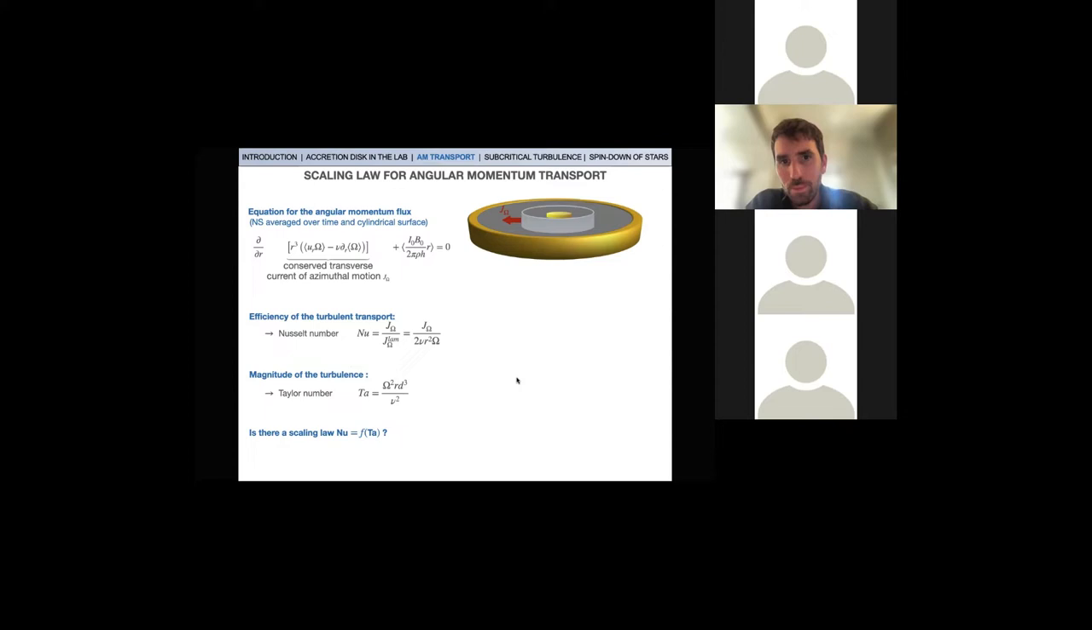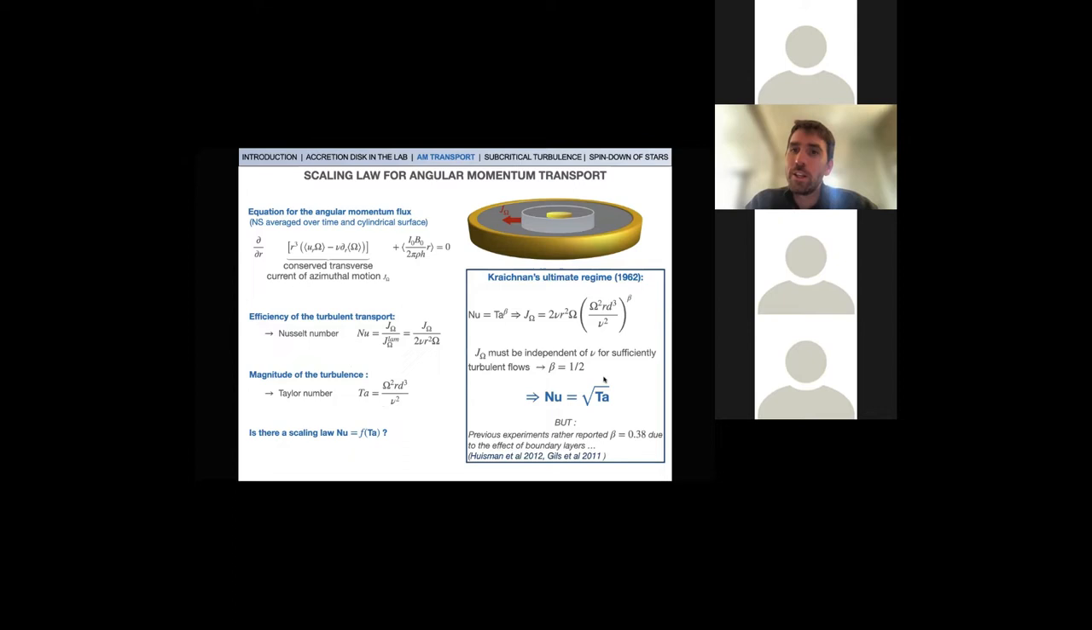So there is a lot of work which has been done on this simple question. Here, I want to show you one of the simplest answers that people gave, which has been given by Kraichnan exactly 60 years ago, actually. Kraichnan postulated that we can look for a relation between the Nusselt and the Taylor as a power law to some unknown exponent beta here. So if I rewrite that, this is the Nusselt here. I divided the flux by the laminar part. And this is the Taylor number to some power beta.